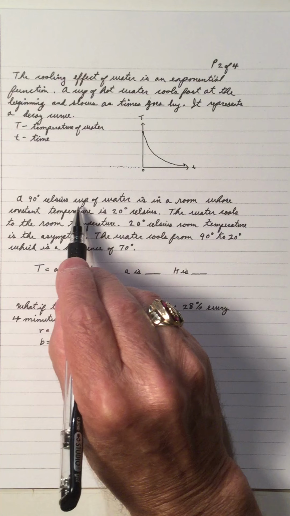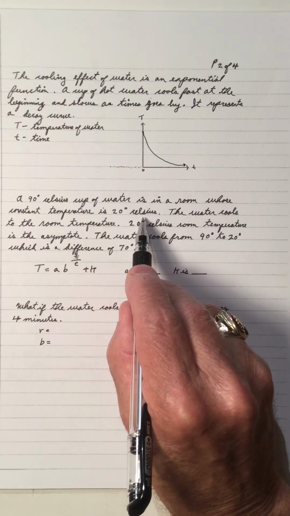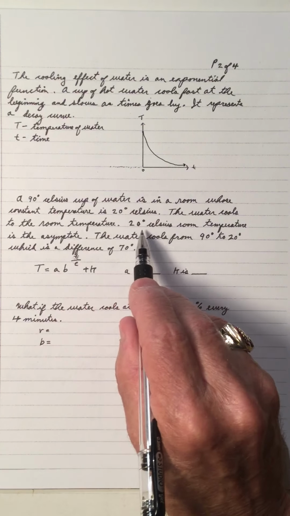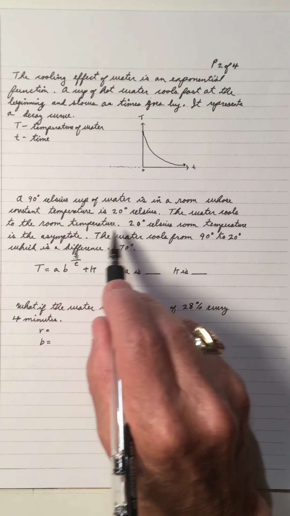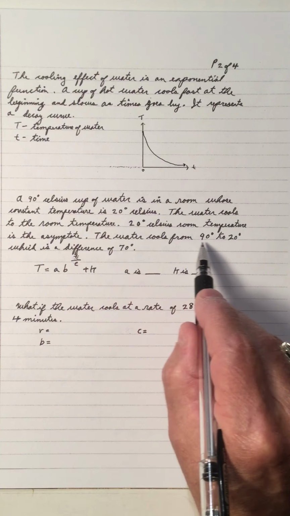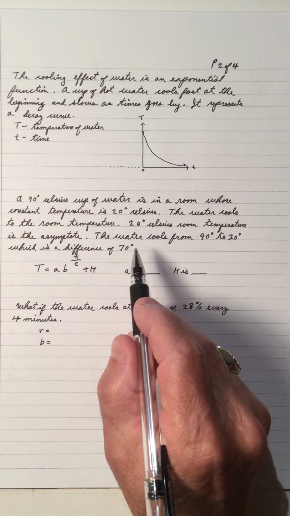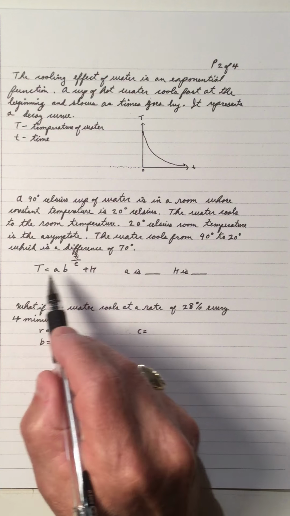A 90 degrees Celsius cup of water is in a room whose constant temperature is 20 Celsius. The water cools to the room temperature. The 20 Celsius room temperature is the asymptote because the water normally would not go below 20. The water cools from 90 to 20, which is a difference of 70. So in this equation, that represents the exponential.